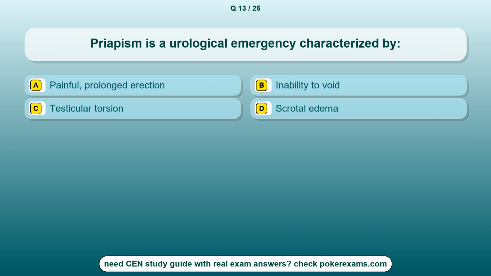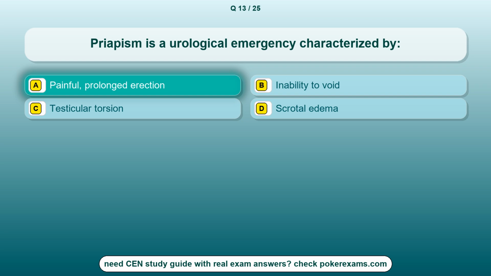Question 13. Priapism is a urological emergency characterized by: Option A, painful, prolonged erection. Option B, inability to void. Option C, testicular torsion. Option D, scrotal edema.